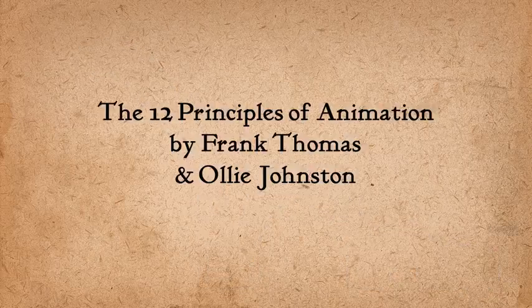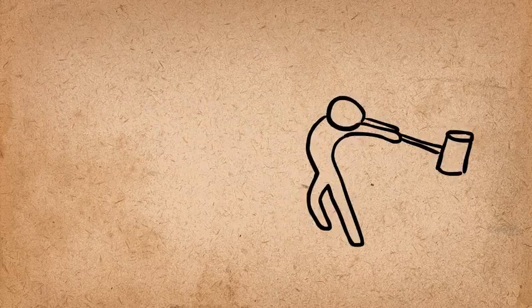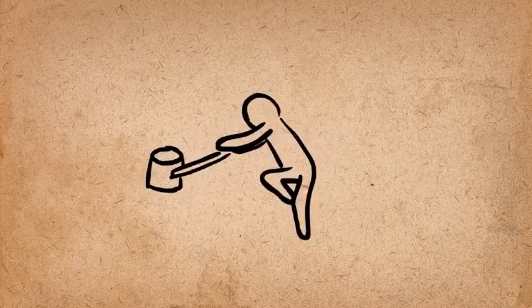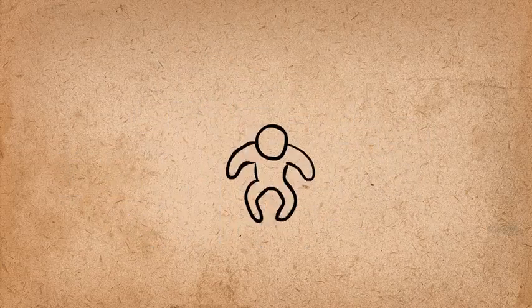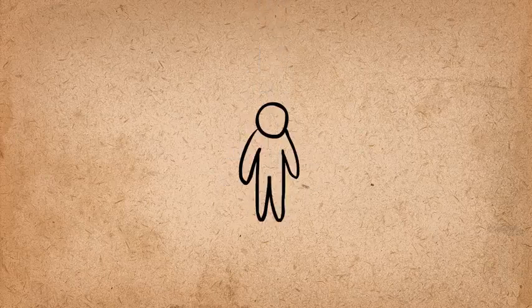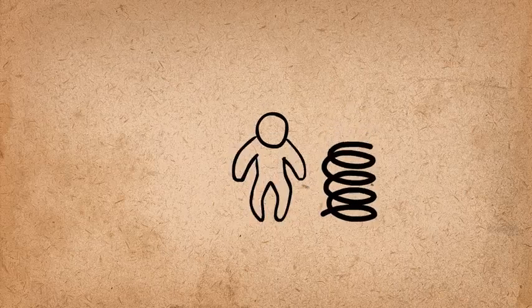Alright, the second principle of animation is called anticipation. This is when a character prepares for an action to give the audience a clue as to what is happening next, as well as to make the action appear more realistic. One example is when a character is about to jump. Before leaping into the air, he has to prepare for the action by crouching down to build energy. It's like a spring that coils up before releasing.